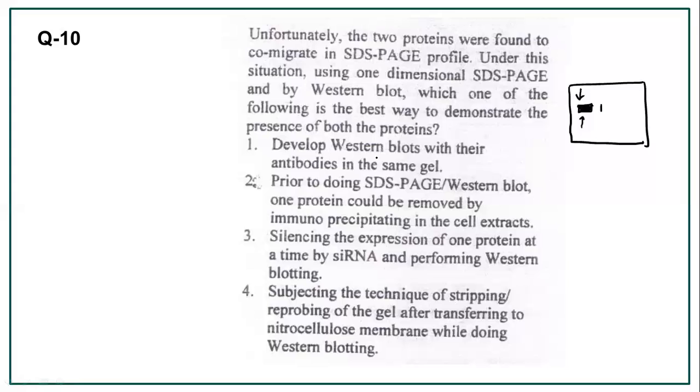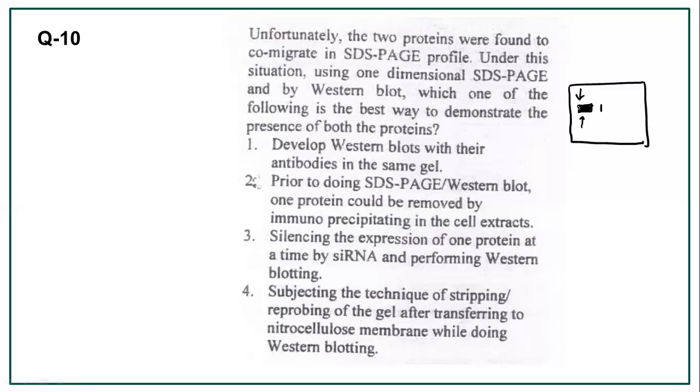The first option: develop Western blot with their antibodies in the same gel. As the proteins are co-migrated in the same area, prior to doing SDS-PAGE and Western blot, one protein could be removed by immunoprecipitating in the cell extract, or silencing the expression of one protein at a time by siRNA and performing Western blotting, or subjecting to the technique of stripping and reprobing of the gel after transferring to the nitrocellulose membrane while doing Western blot. Now, this is the first one: develop Western blot with their antibodies on the same gel.